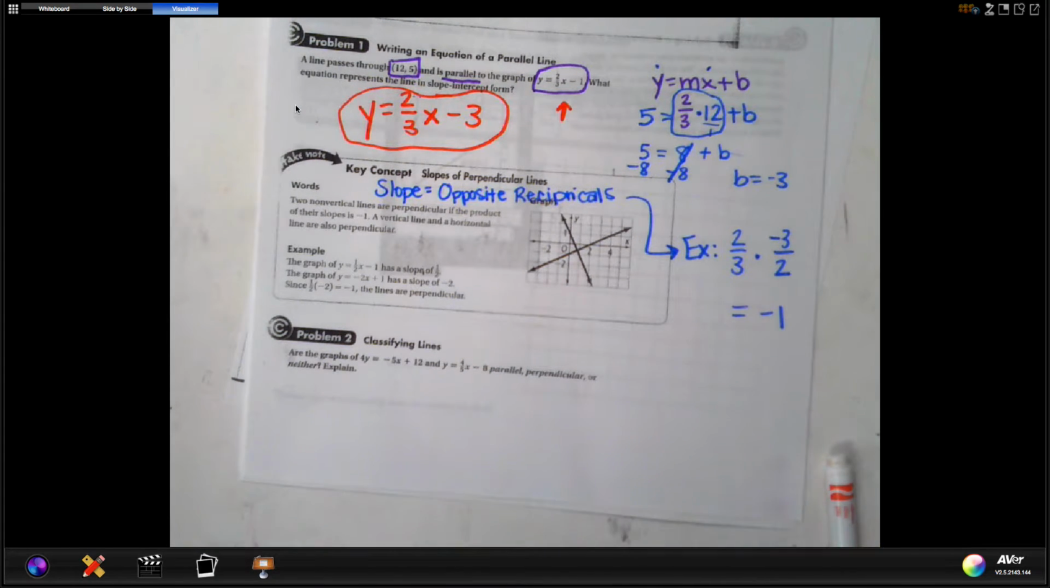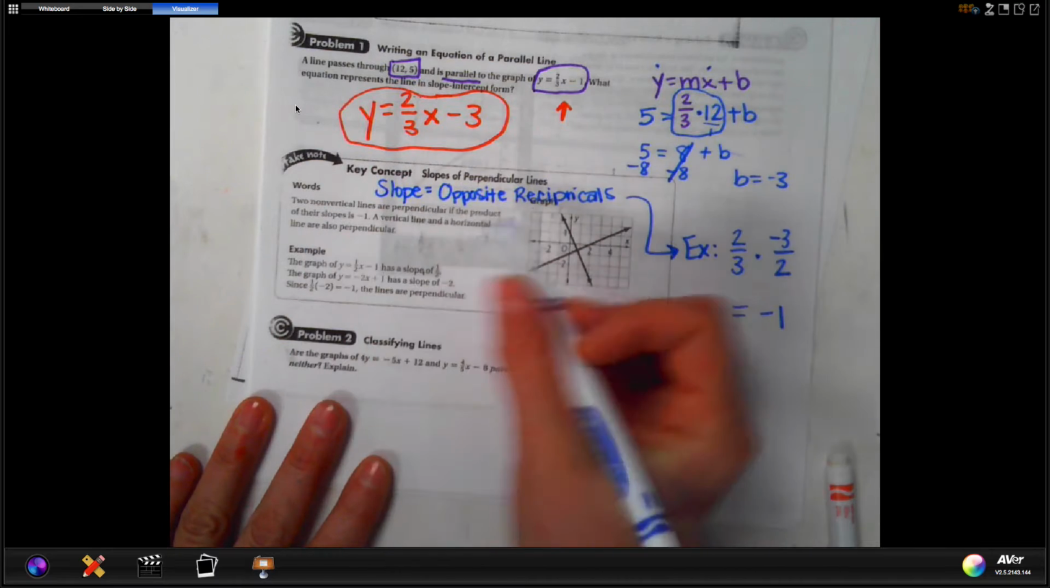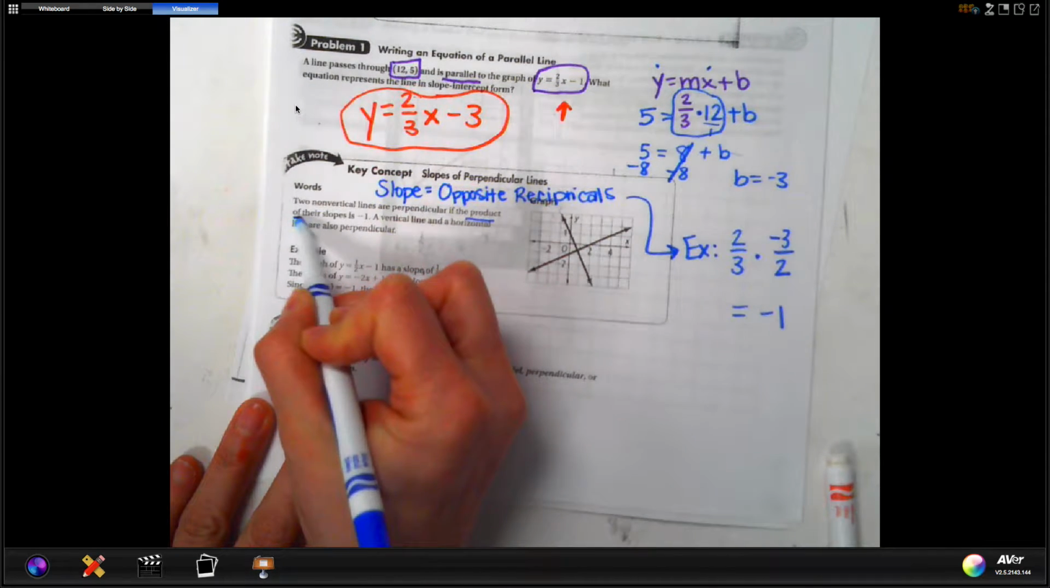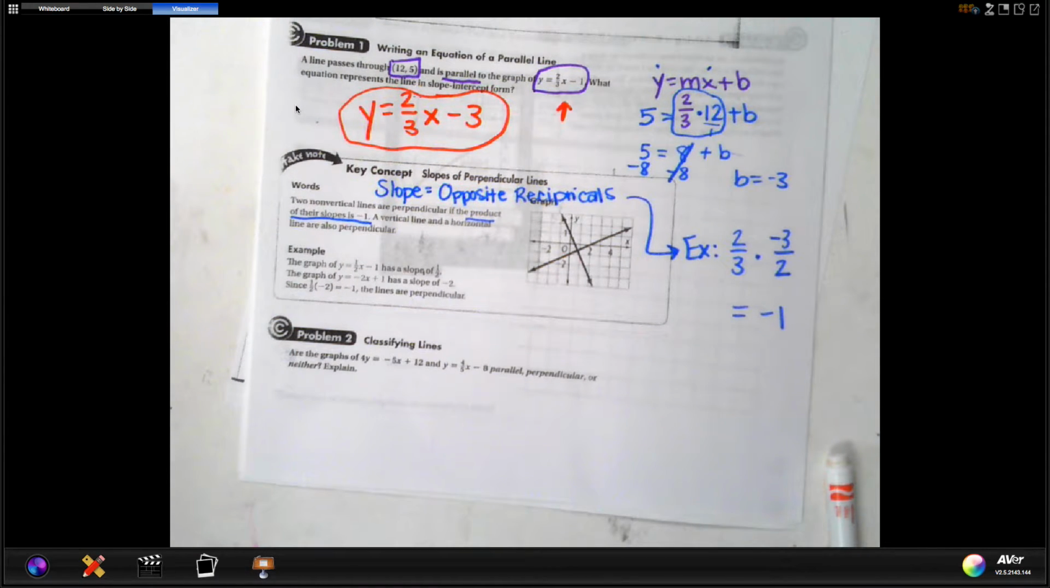Okay? So positive 2/3 times -3/2 gives me -6/6, which is -1. That's how you check it. That's what they mean right here, where it says the product of their slopes is -1. That means that the slope of the perpendicular line has to be the opposite reciprocal.